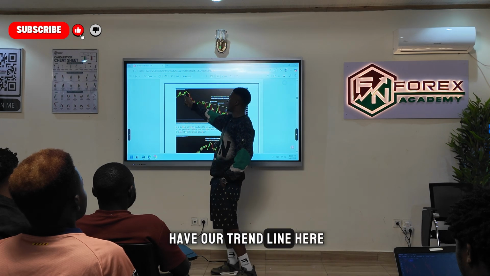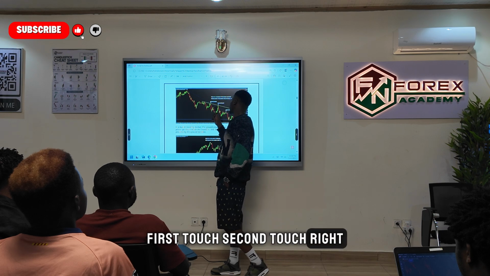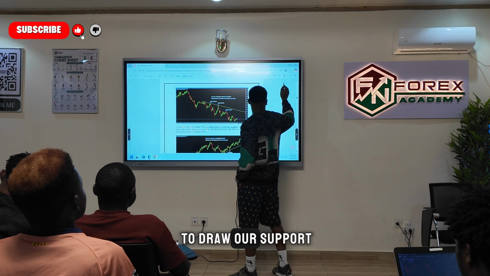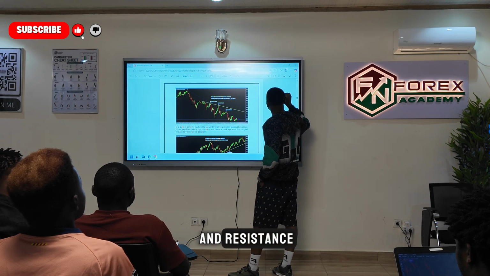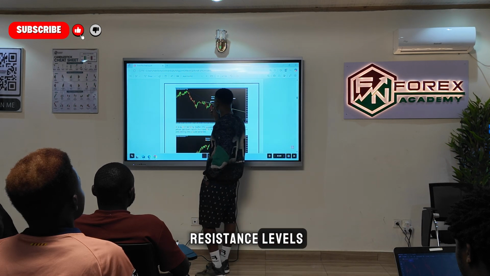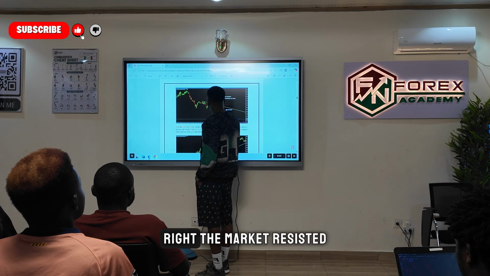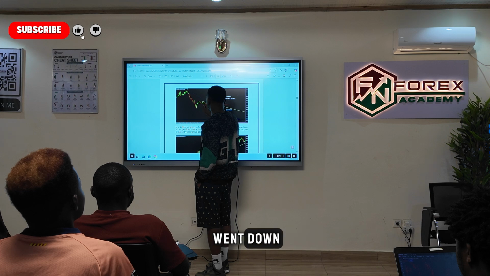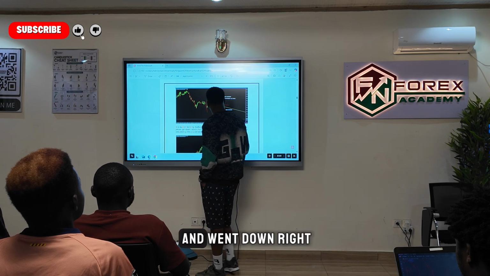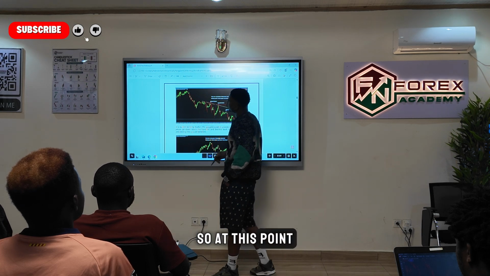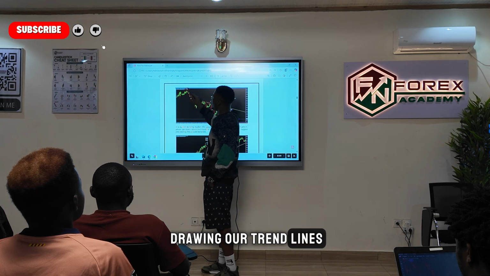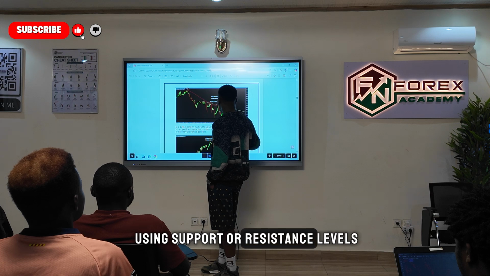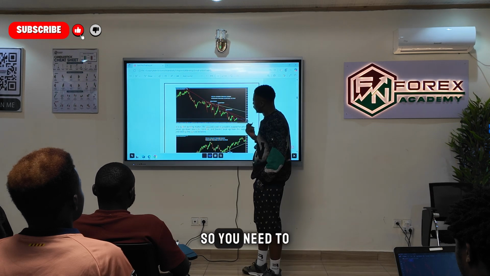You see that we have our trend line here, first touch, second touch, right? It goes down. Now, if we were to draw our support and resistance, we are going to see that we have our resistance levels, right? The market resisted this level and went down, resisted this level and went down, resisted the same level and went down, right? So at this point, you see that while drawing our trend lines, we are most likely using support or resistance levels. So you need to pay attention.